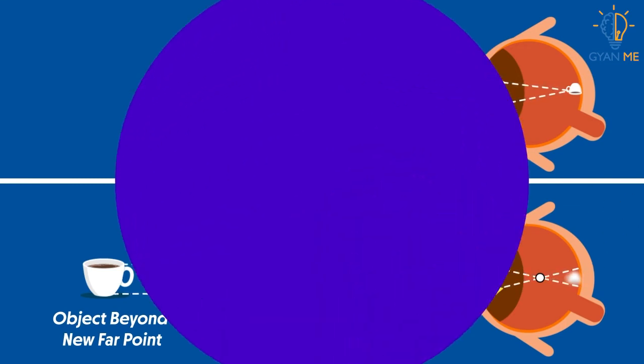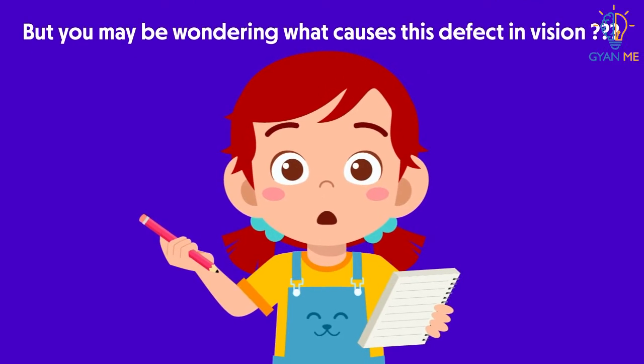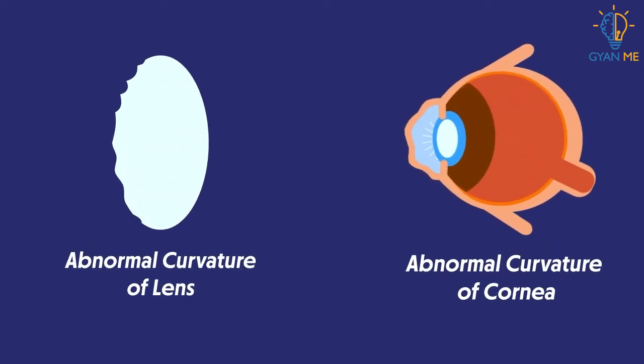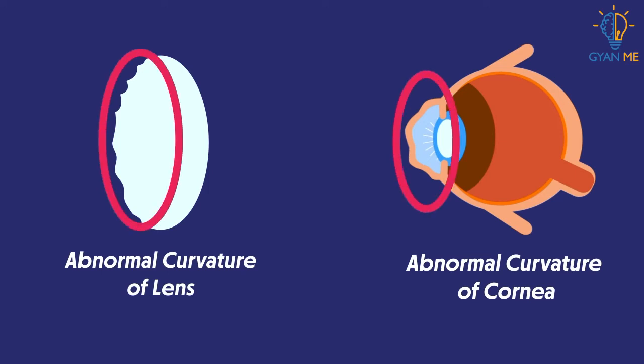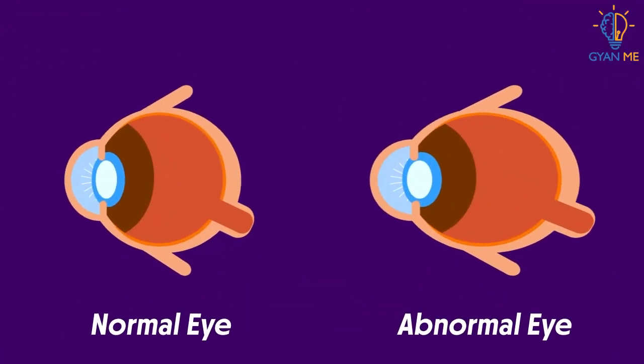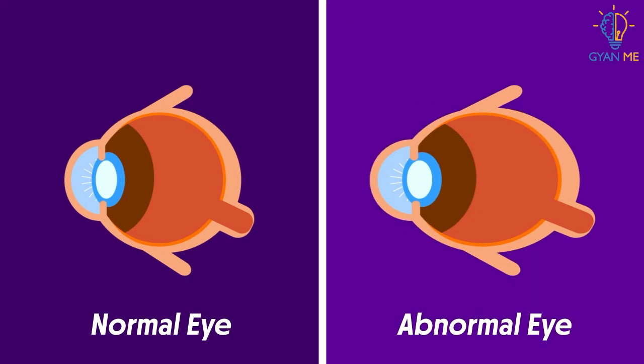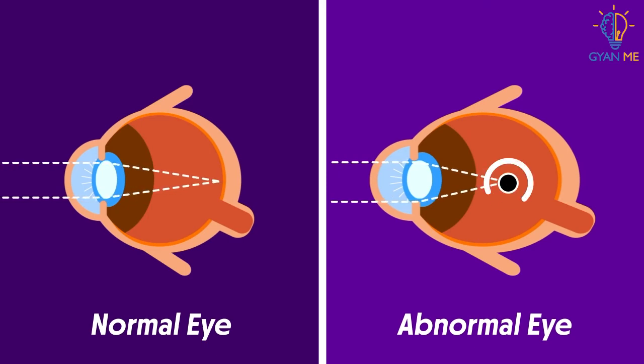But you may be wondering what causes this defect in vision. This defect could be caused by abnormal curvature of the lens or cornea of the eye. Can you see this defective curvature of the lens and cornea here? Yes, they are slightly abnormally bent. It can also happen when the size of the eyeball becomes larger than normal. In this case, the distance between the retina and the lens increases, and thus light is not able to reach the retina, and the image forms in front of the retina instead of on it. This is again one of the reasons for myopia.